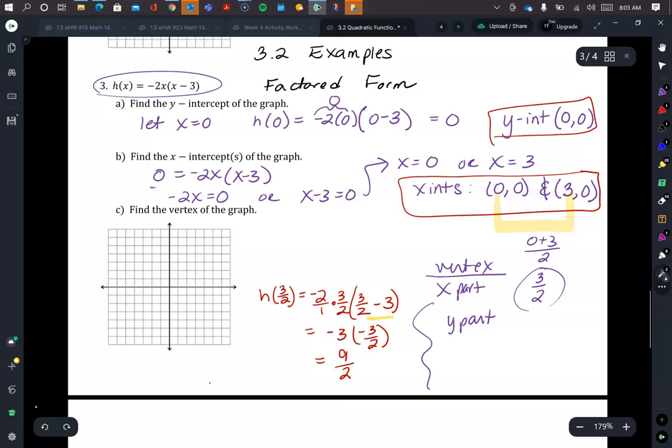For here, this 3 halves minus 3 would be 3 halves minus 6 halves, giving me the negative 3 halves. Be careful you don't inadvertently try to distribute this. You can just crunch the numbers and do what's inside the parentheses and then just multiply. So that would be the 9 halves.